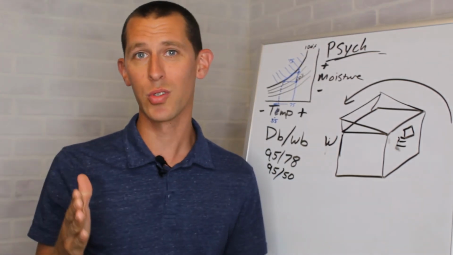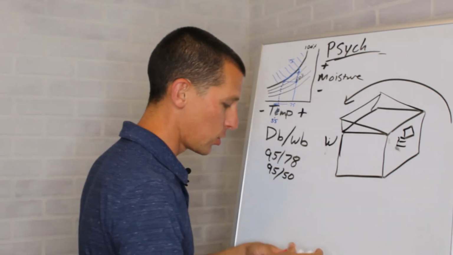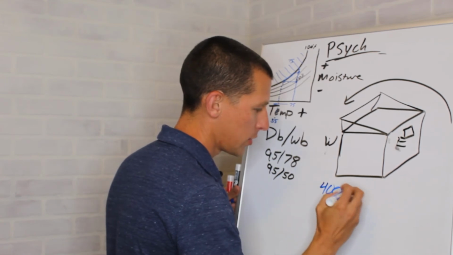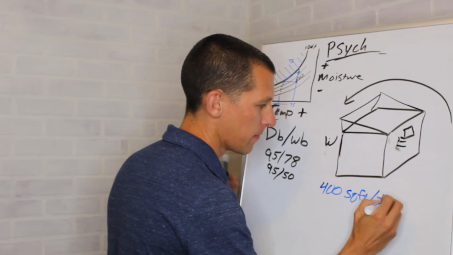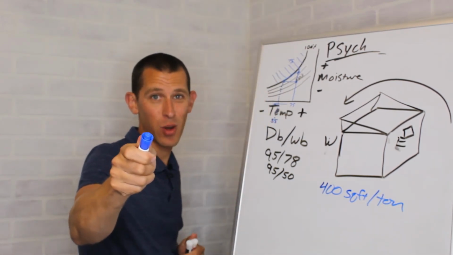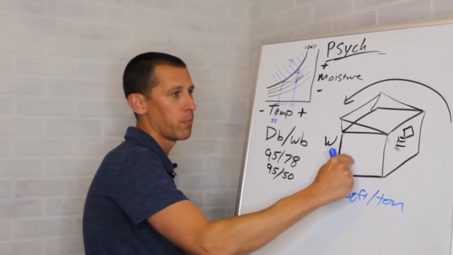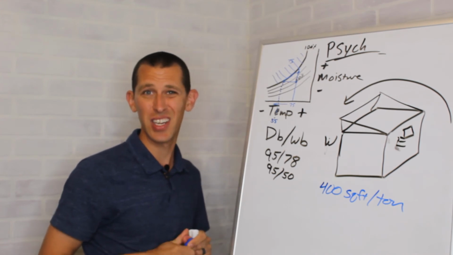Some general rules of thumb. Now rules of thumb can get you in trouble, but let's talk about two of them real quick. And that is 400 square feet per ton. All right, that is an old rule of thumb. That is not necessarily relevant to your building today, but if your building is 400 square feet, you probably need about a ton of air conditioning.